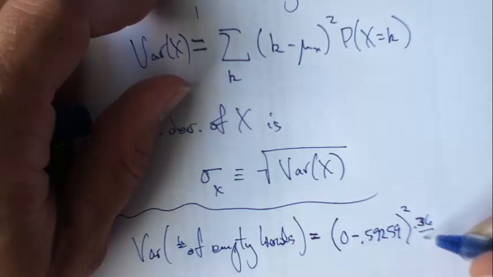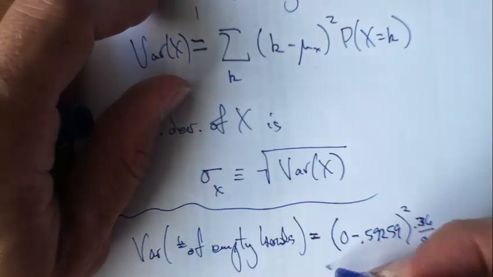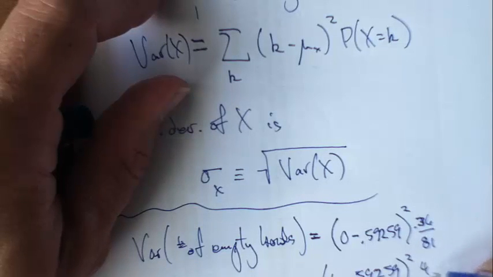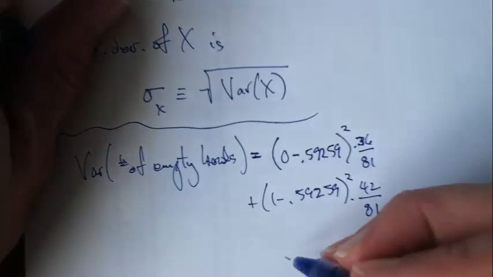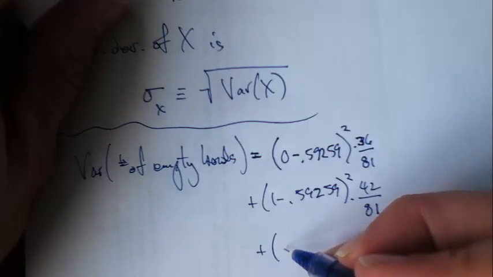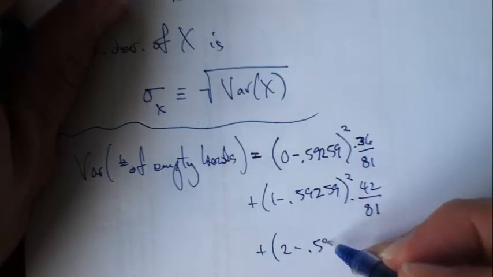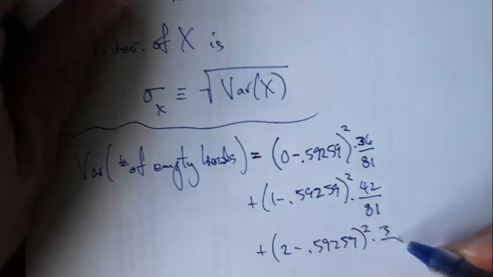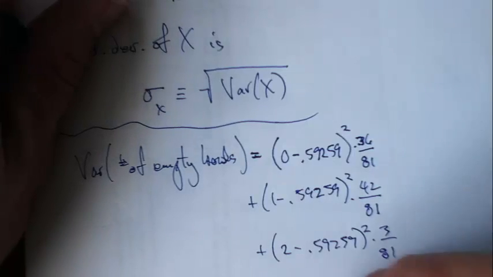And then plus 1 minus 0.59259, quantity squared, times 42 out of 81. And then plus 2 minus 0.59259, quantity squared, times 3 out of 81. Okay? And you can figure out what that is. All right?